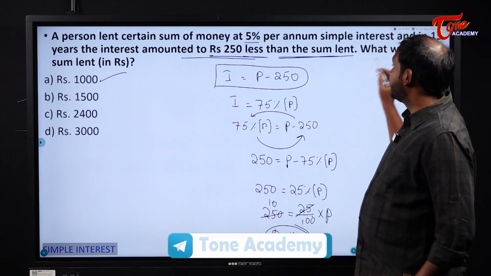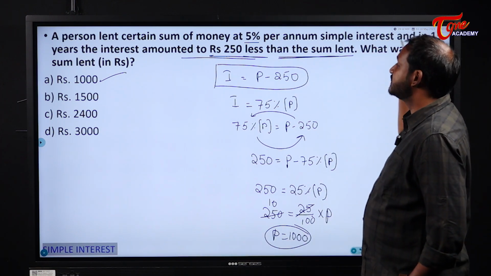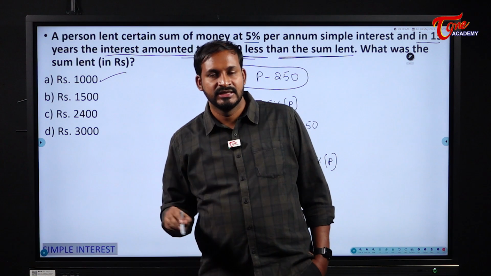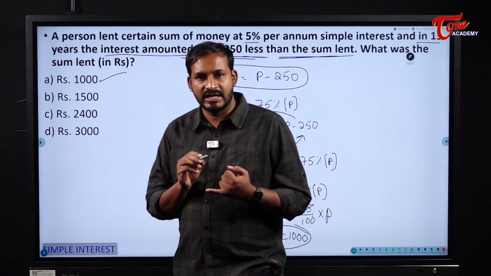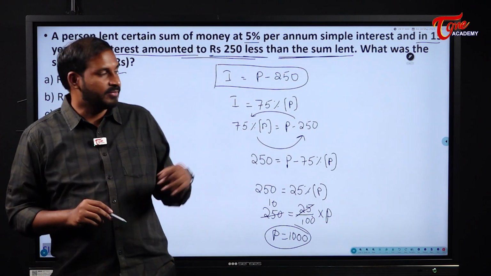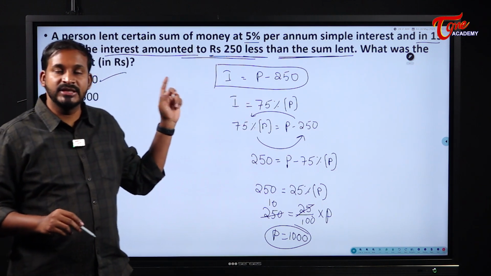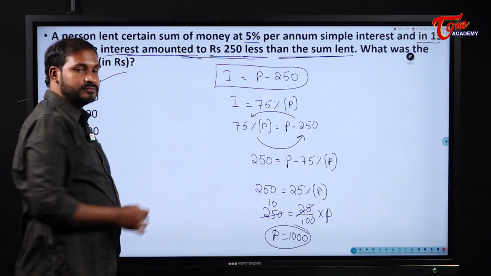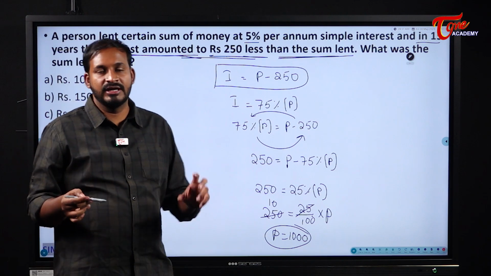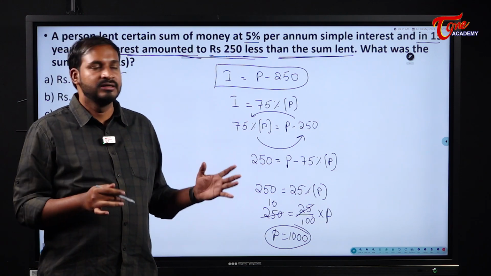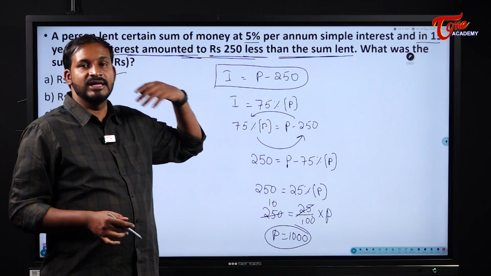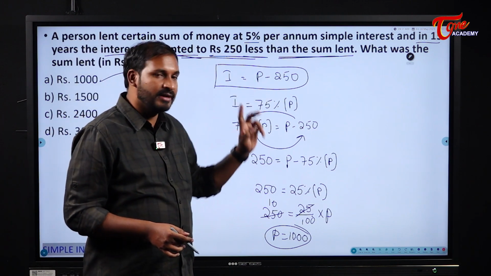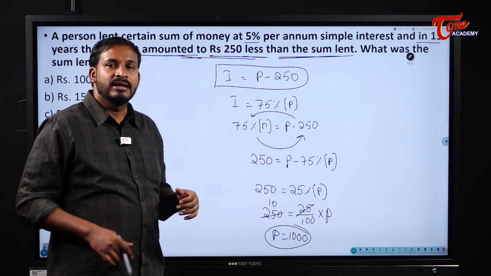Here, simple interest and 15 years, the interest amounted, don't get confused by these words. Why? Because here they will use words like sum, sometimes amount. Here amount means principal plus interest, but what he is telling is, interest amounted to. Interest means interest became some money, 200 less than the sum he lent. Sum he lent means less than his principal. So interest is equal to P minus 250 and we have done the remaining process.